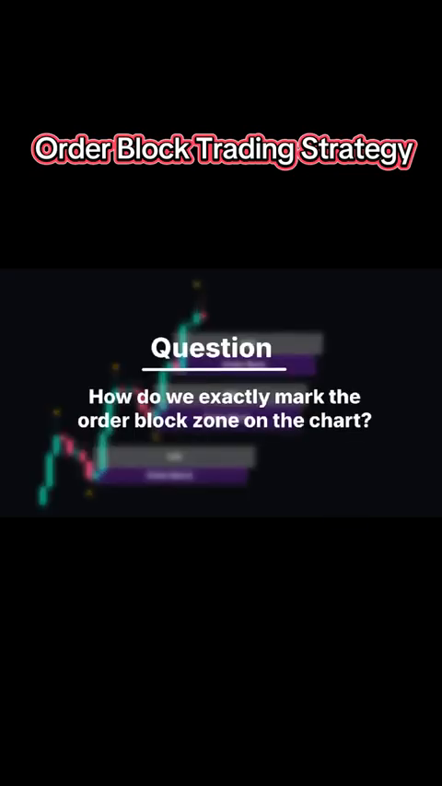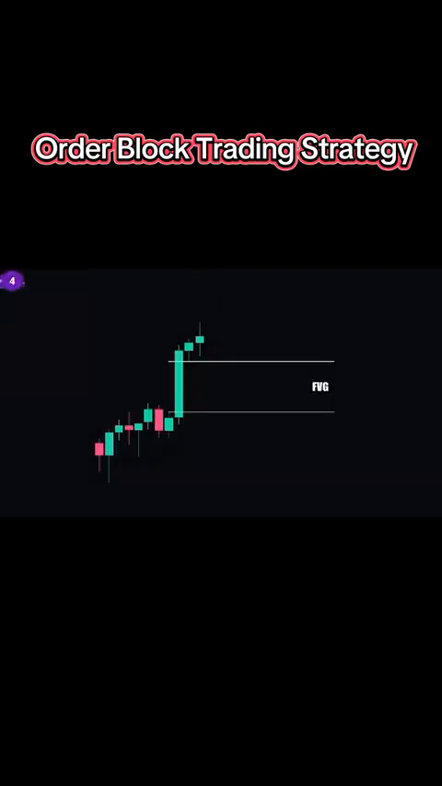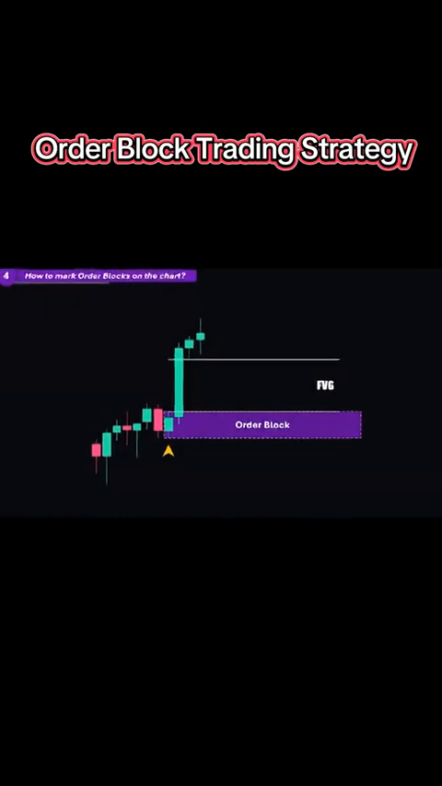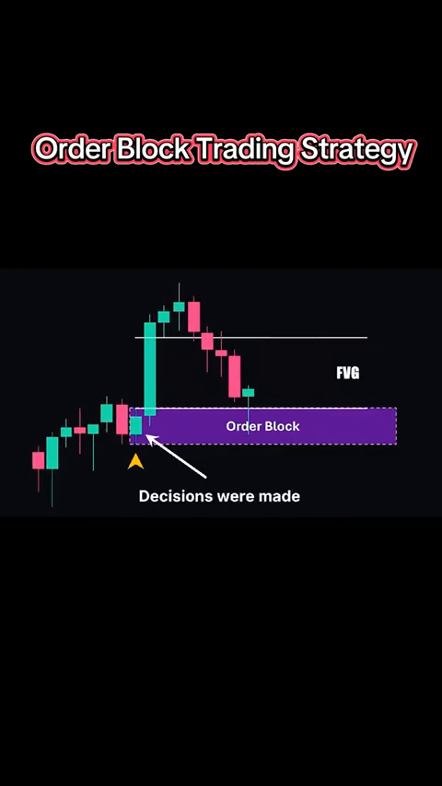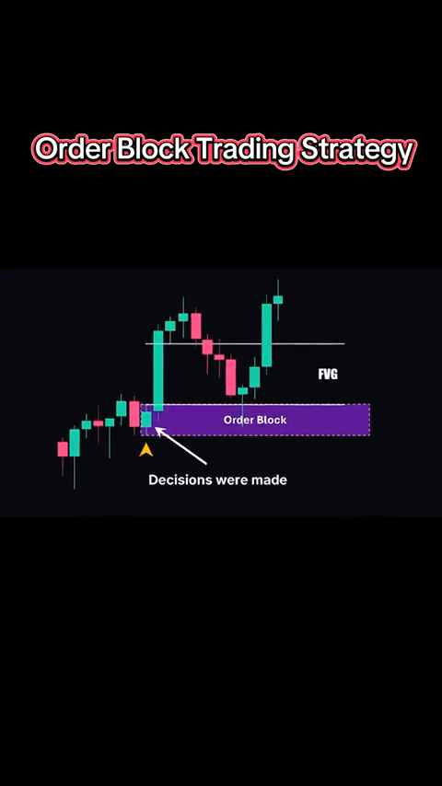Now, how do we exactly mark the order block zone on the chart? We mark the candle before the fair value gap as our order block because we believe this is where the buying or selling decisions were made. If the price returns to this area, we expect buyers or sellers to step in again, causing a strong reaction.